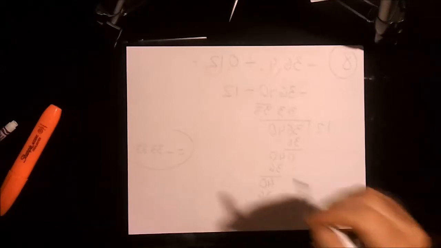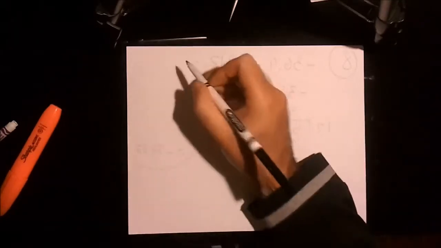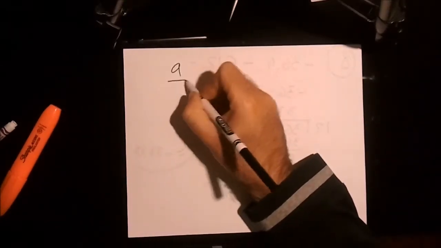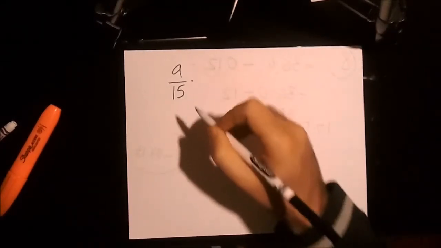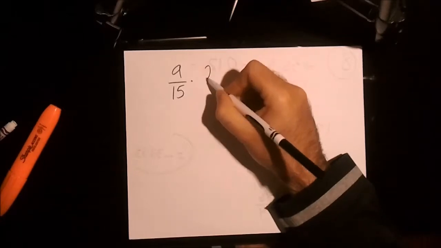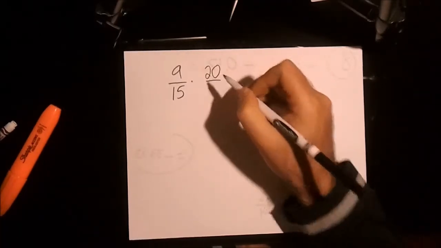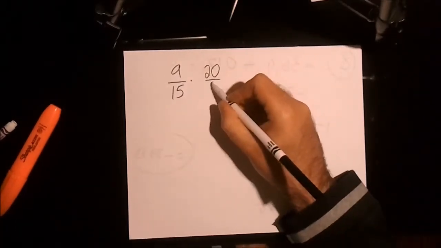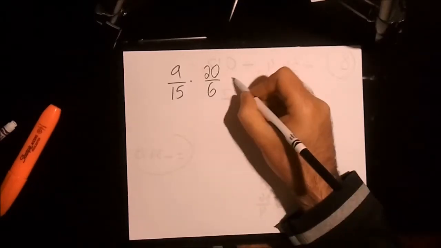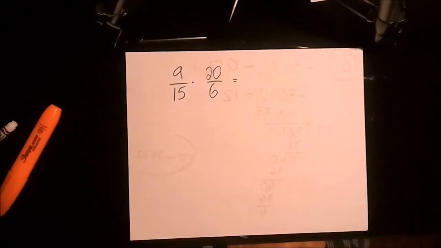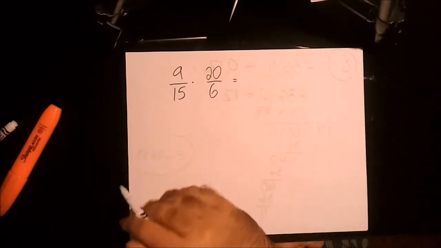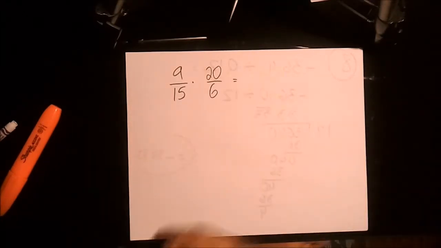So let's say we have a problem like this one. I have 9 over 15, and we're multiplying it by 20 over 6. In multiplication of fractions, the most important thing you need to do is simplification. And to simplify, I need to break things down.